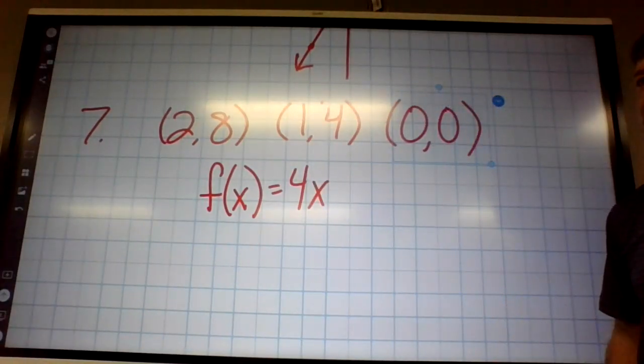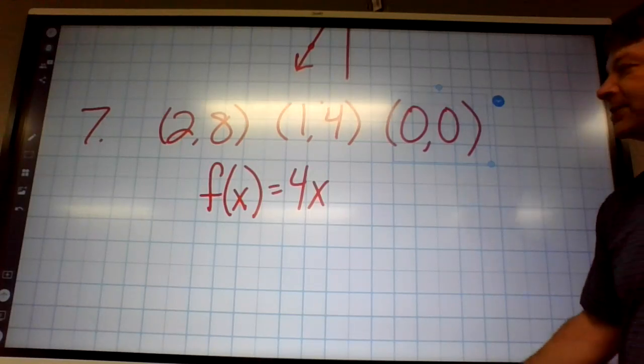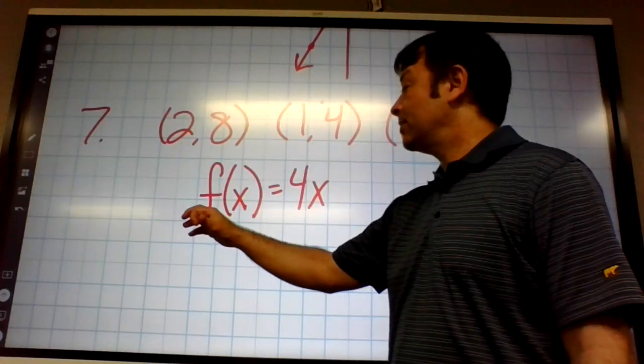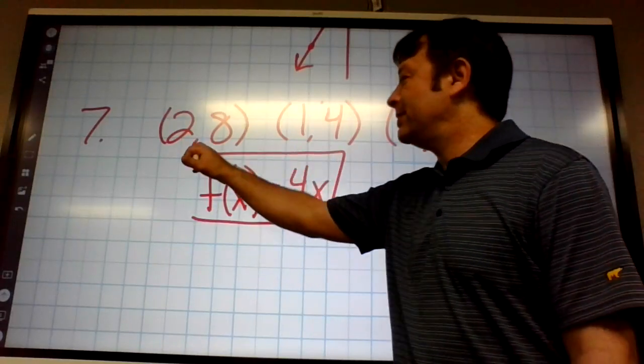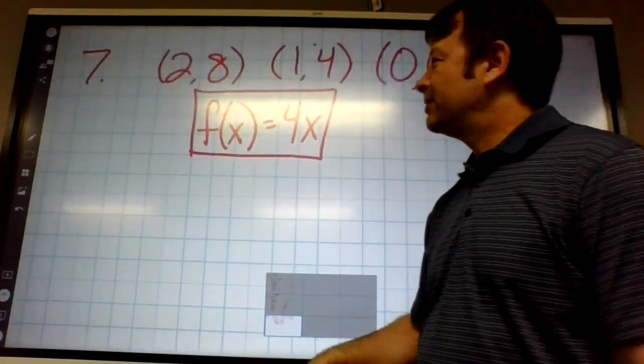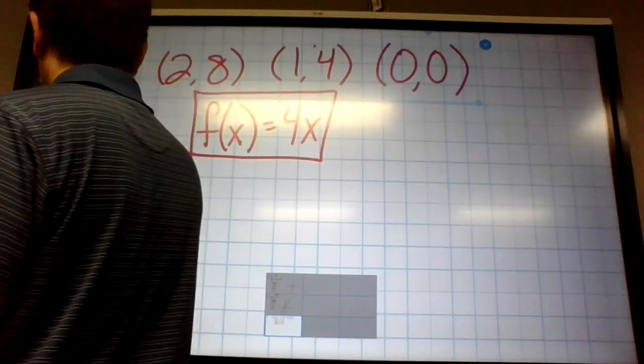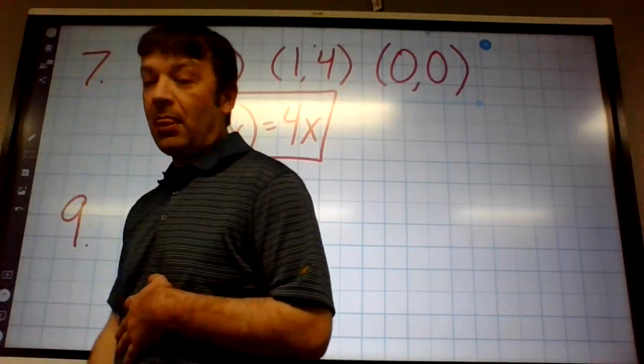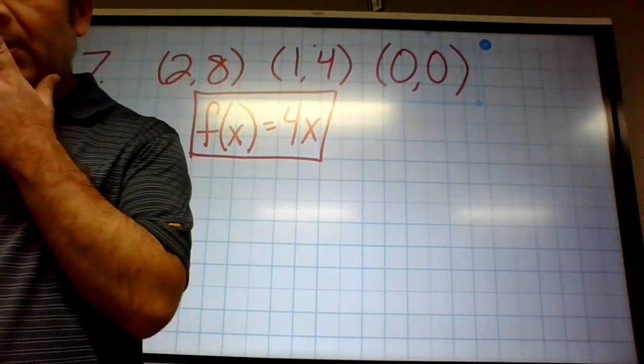The book calls it write the rule for the function. It just means what does the function do, basically. It multiplies the x value by 4. But anyway, this is the answer.